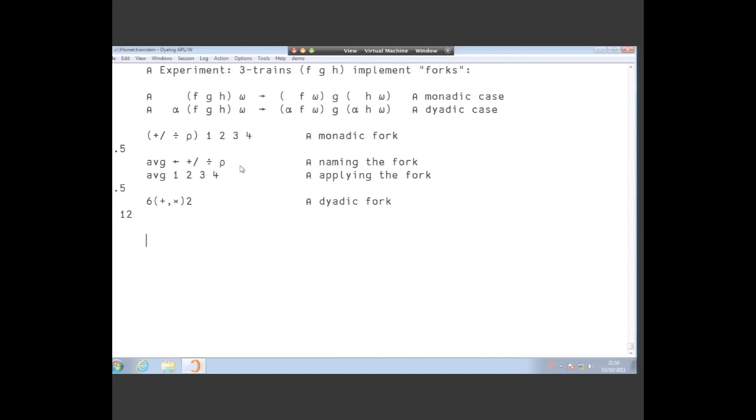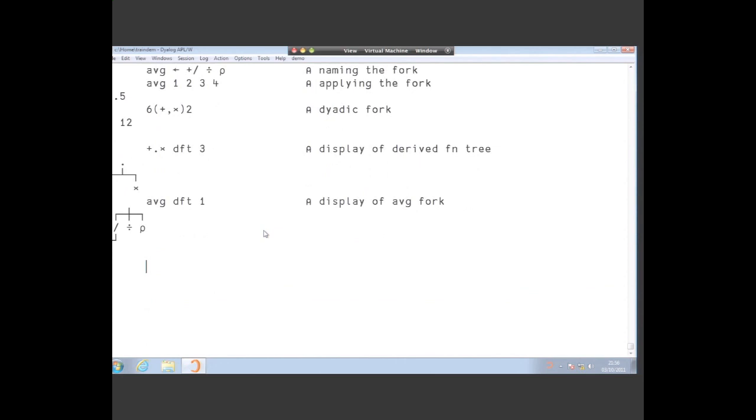Now, I'll just take a little deviation here. This plus dot times is not a fork, it's a derived function, because the guy in the middle is an operator. And I have a little operator, DFT, that is just used to display function trees. It takes a derived function or a function on the left, and the three means let's spread it out a bit with three spaces. If I look at my average definition, I'll be coming back to this display, but this is how a fork is displayed. It's a nice way of representing a fork, like an upside down fork with the prongs sticking down. So that's just one way of displaying a fork.